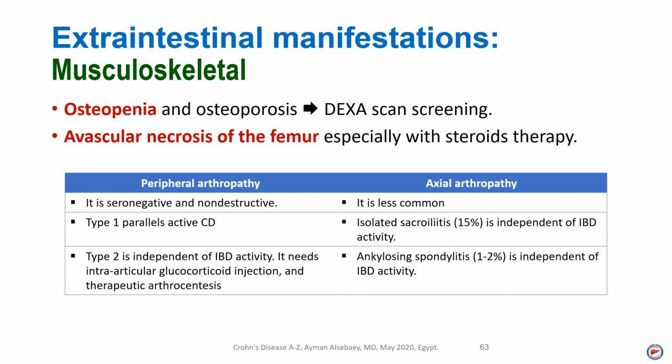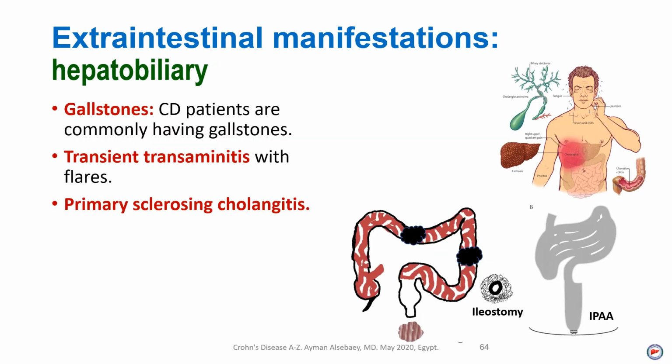Okay, the axial arthropathy is not common. Okay, it may be in the form of isolated sacroiliitis or ankylosing spondylitis, and it needs a specific treatment. The hepatic manifestation, of course, the most common hepatic manifestation in Crohn's disease is the occurrence of gallstones due to lack of bile acid absorption in the terminal ileum. We may have transient transaminitis. We may have also primary sclerosing cholangitis.